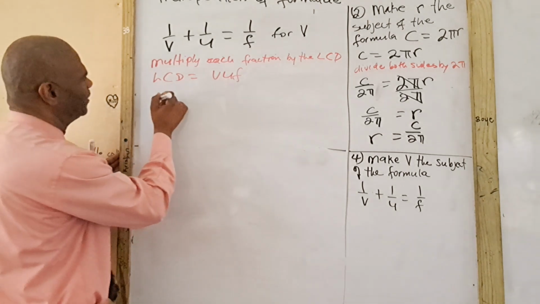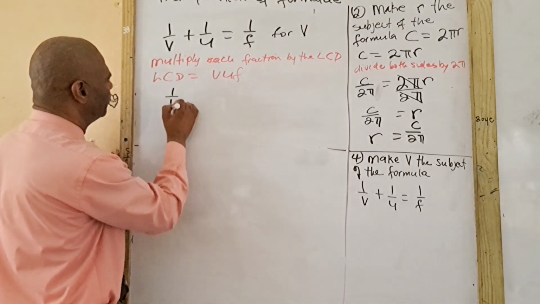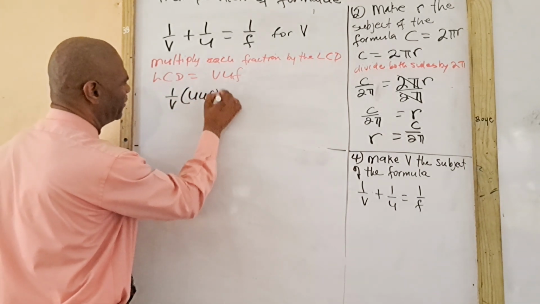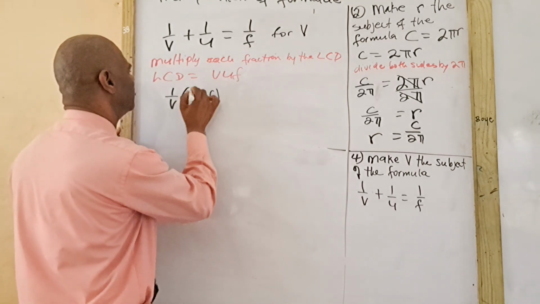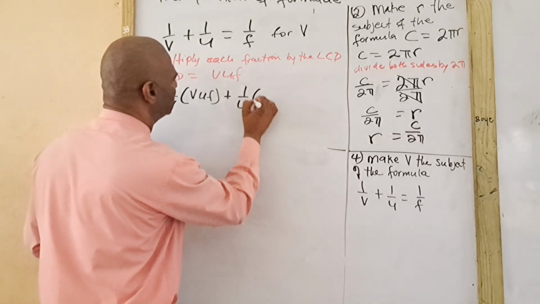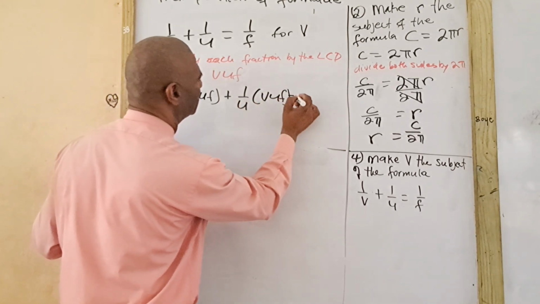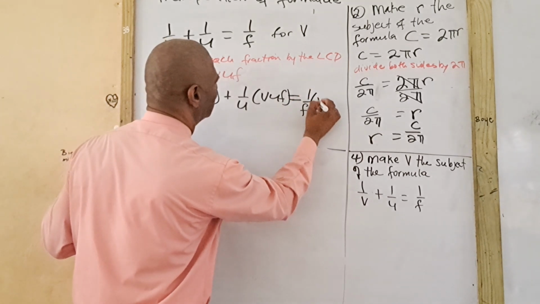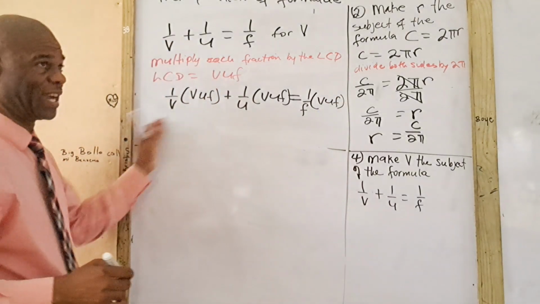So we'll have 1 over V times VUF, plus 1 over U times VUF, equals 1 over F times VUF again. Now we can go ahead and simplify.